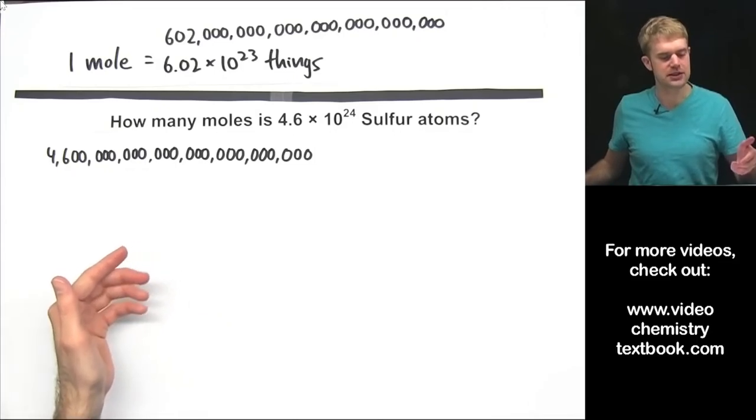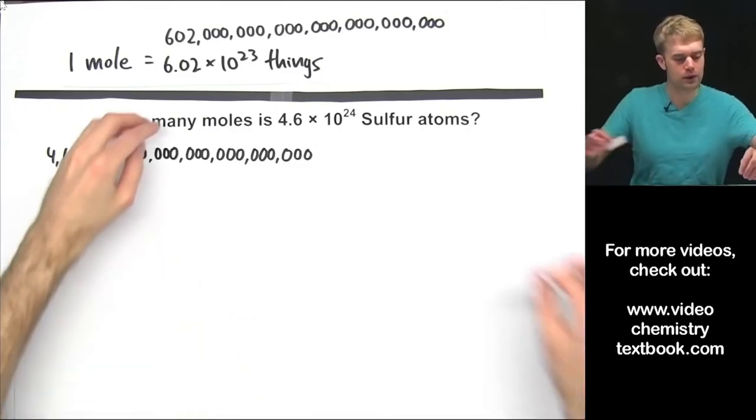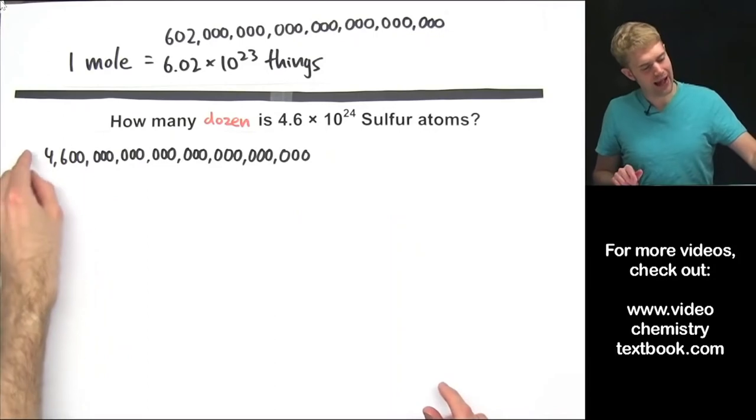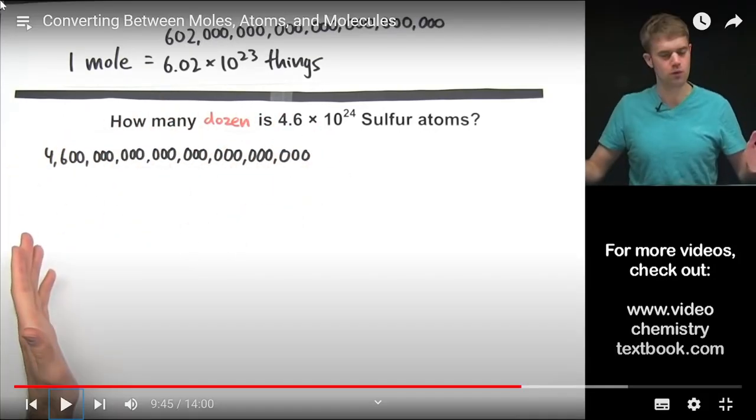As we did before, instead of jumping right to moles, let's do this common sense approach where we think about what we would do if instead of moles, we were talking about dozen. If we want to know how many dozen this big number were, how would you do that? You would divide by? Divide by how much? 12. Yeah. So if you want to find out how many moles it is, what would you do? Divide by 6.02 times 10 to the 23, yes.